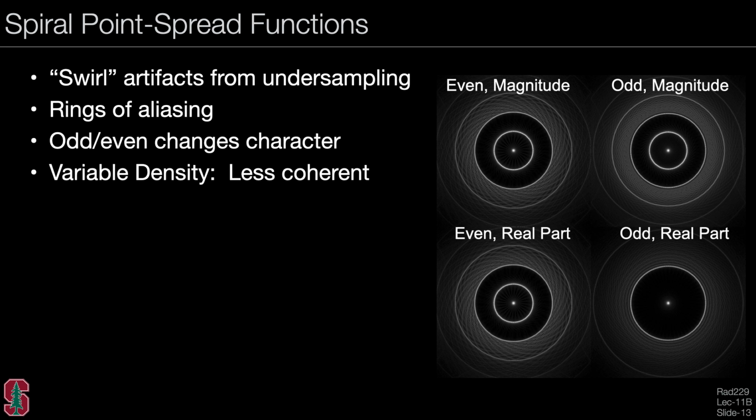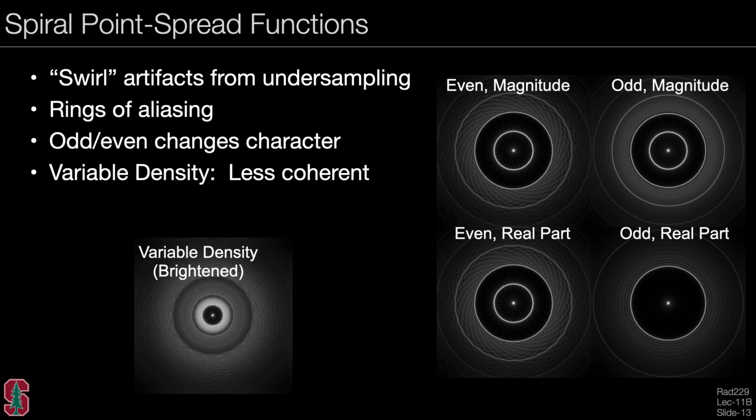If you look at the bottom, if you take the real part, what's interesting is if you have an odd number of interleaves, you can actually suppress the first aliasing band. In practice, it is very difficult to do this very accurately because of other sources of phase. However, in practice, people often use an odd number of spiral interleaves.